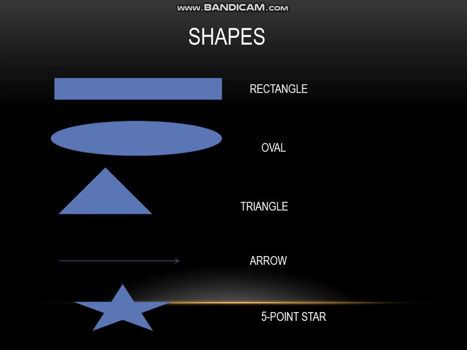Next, if you want to insert any shapes, we call in MS Word rectangle, oval, triangle, arrow, star. So this also we can use in MS Word.